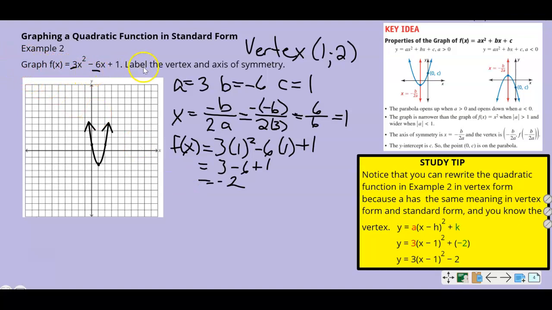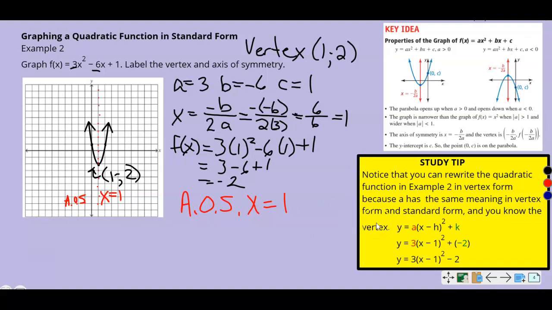So we have graphed f of x. We need to label the vertex and the axis of symmetry. The vertex is (1, -2), and that is right there. And the axis of symmetry, let's change colors here, is this line that goes down through the vertex. That's going to be x equals 1. So that's your axis of symmetry. And that's how you graph an equation in standard form.